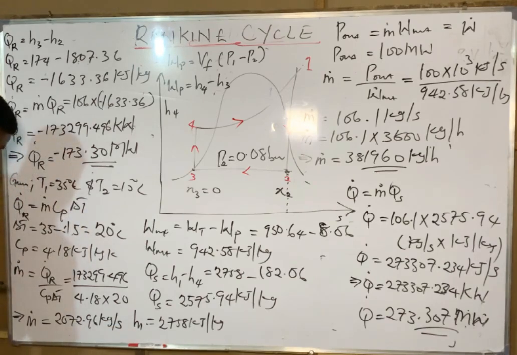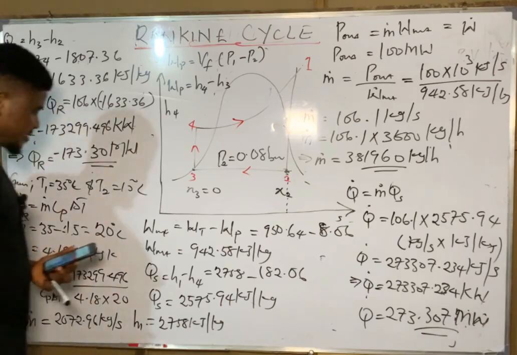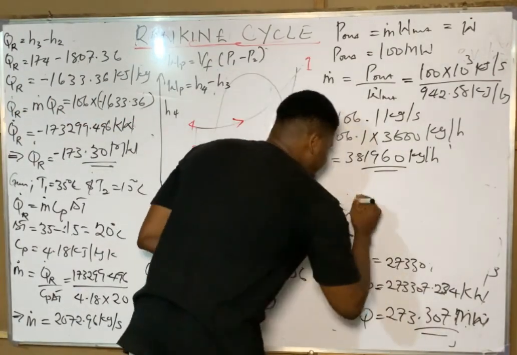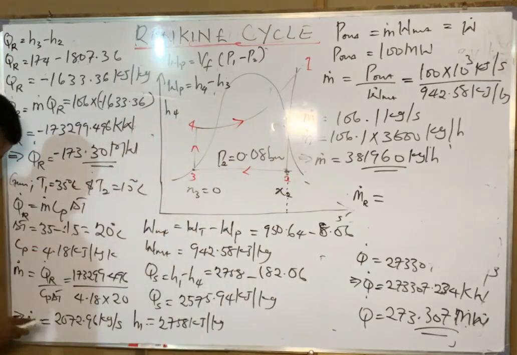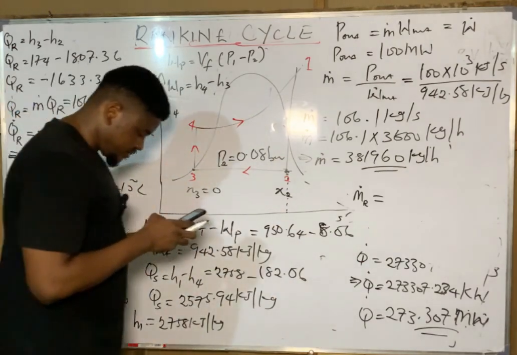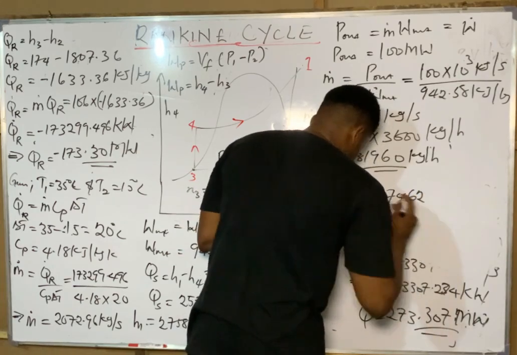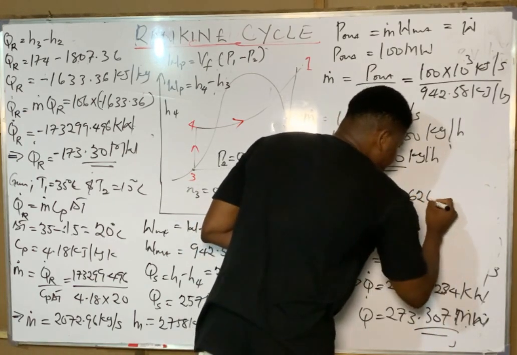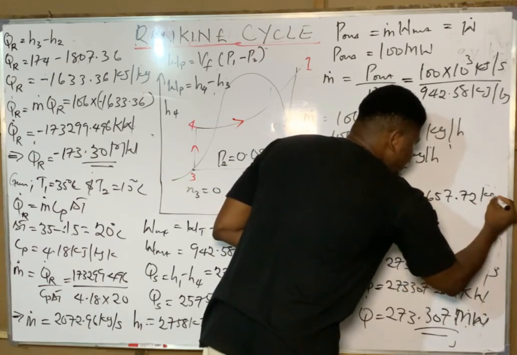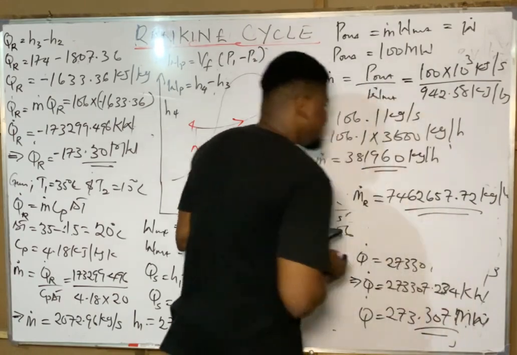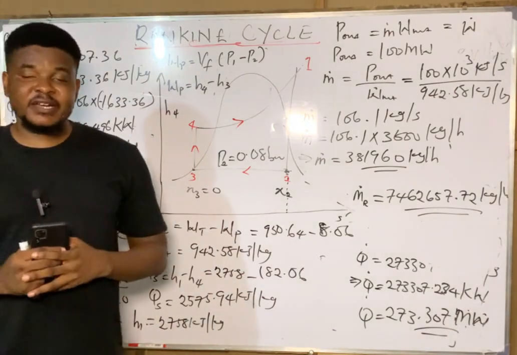But they asked us to find this in kilograms per hour. We simply multiply that value by 3600 seconds. The mass flow rate of cooling water is now equal to 7,462,657.72 kilograms per hour. All right, so that's the last and final question for that given Rankine cycle problem.